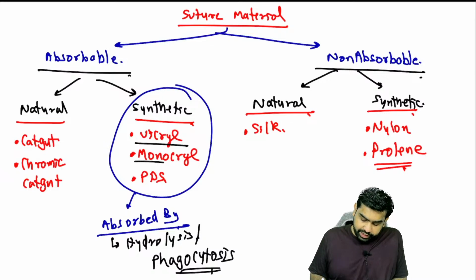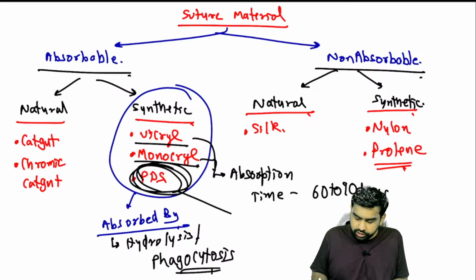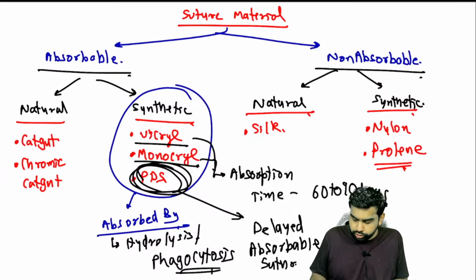Now, the Vicryl and the Monocryl have an absorption time of around 60 to 90 days. Please try to understand this point. And this PDS is what is called a delayed absorbable suture, and this is the one which has an absorption time of around 180 days.